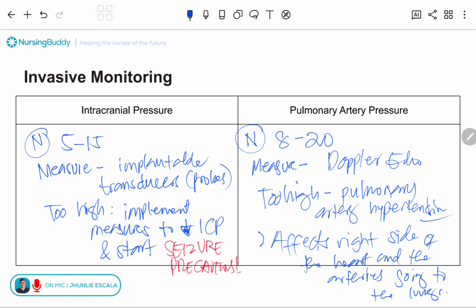So alam mo na ngayon, kapatid. So kapag mangyari to, you need to think that it will affect your right side of the heart and arteries going to the lungs. So you would have problems, kapatid, within your pulmonary circulation. So the problem will be mostly, kapatid, dito po sa ating respiratory problems. Okay? So that's it. Again, normal for your intracranial pressure, 5 to 15. Normal for your artery pressure, we have 8 to 20.